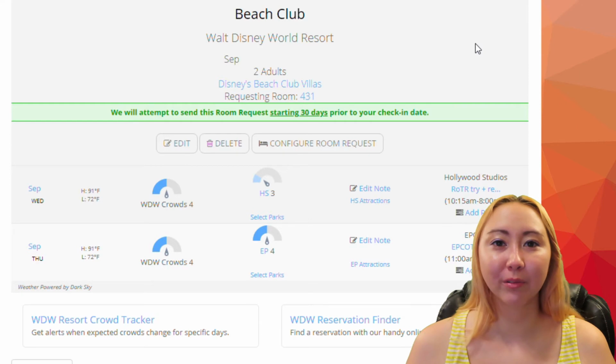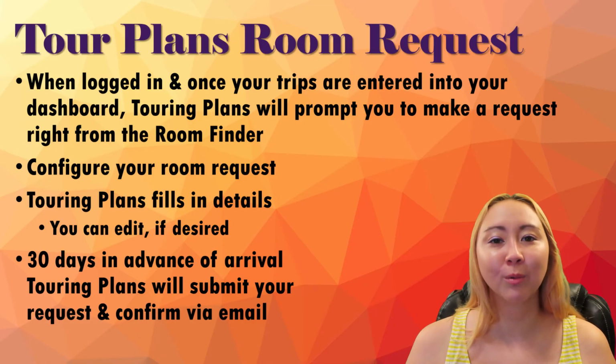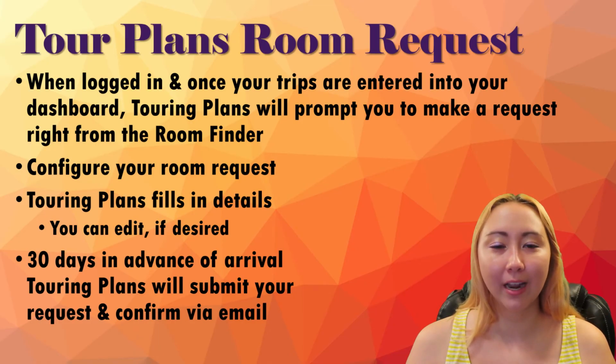Once you're done configuring your room request, you go ahead and save that. And then on the dashboard, this line that was previously red saying I needed to give them more information is now green, and it says that they will send my room request 30 days in advance. Once the service does contact the resort with your room request, you will get an email confirmation, and it will also update on your Touring Plans dashboard. I also did this for the other stays on my trip.